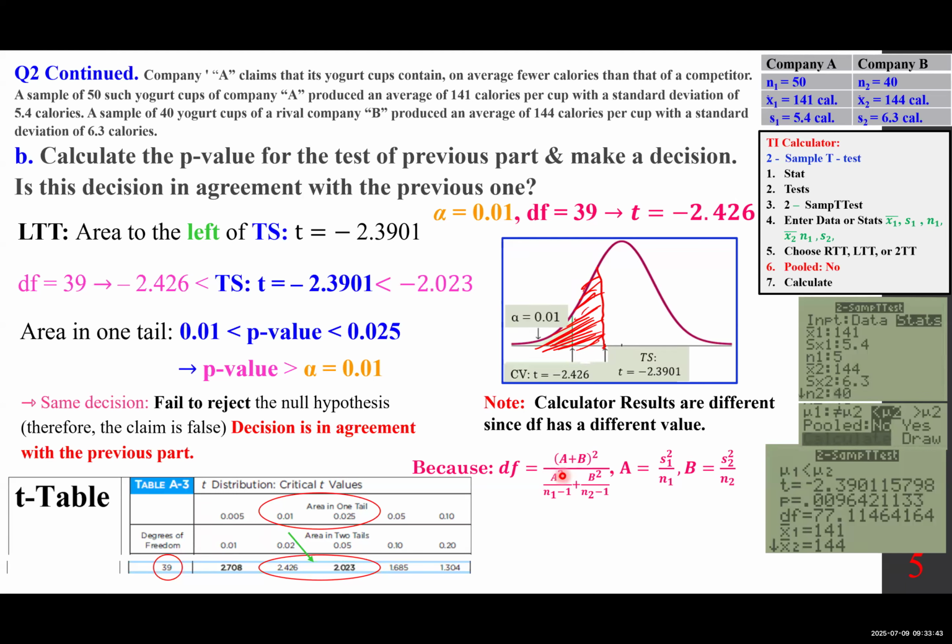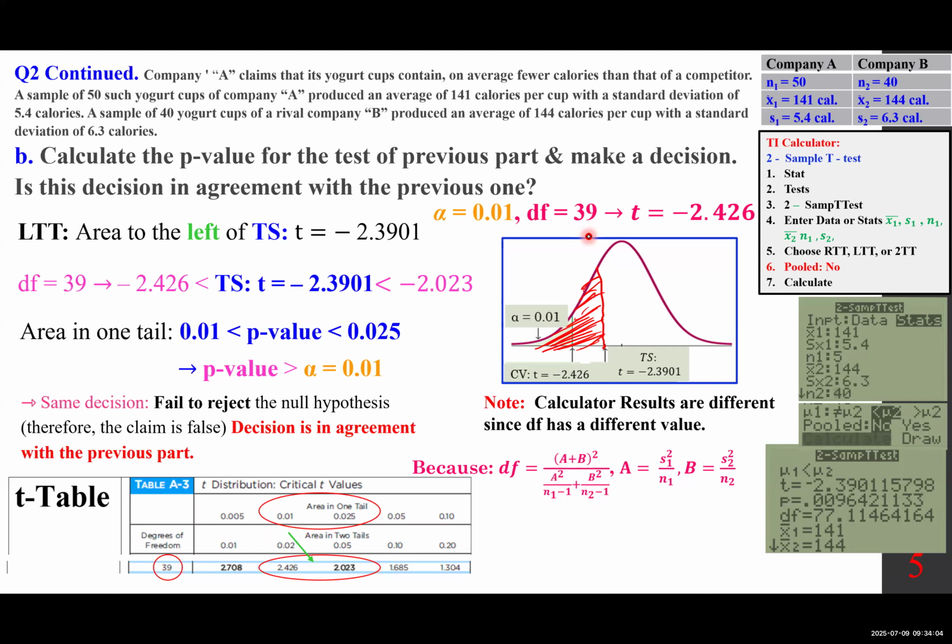It has a very complicated formula: A plus B quantity squared over A squared over n1 minus 1 plus B squared over n2 minus 1, where A is S1 squared over n1 and B is S2 squared over n2. That's why we don't use that formula. It's pretty complicated. And normally, when we use the smaller of the two, the result is very close. You'll see it in another example that I do.